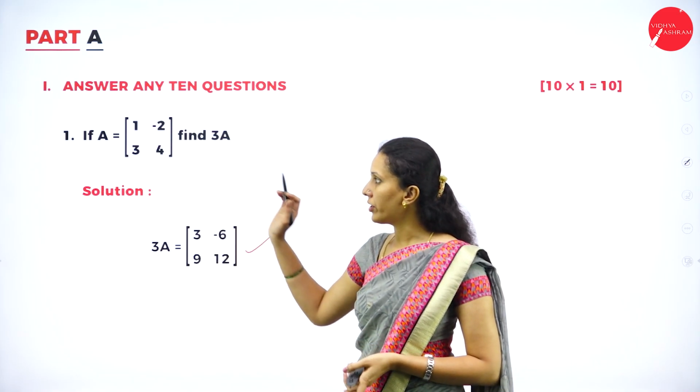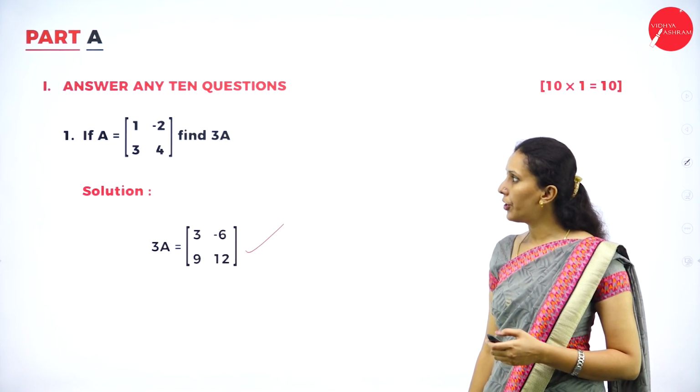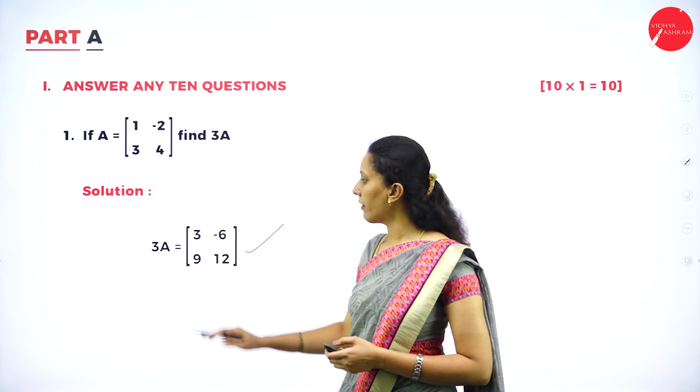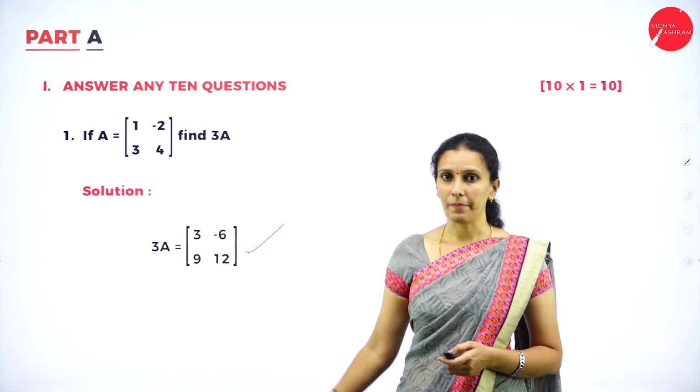So here we have a question from the model paper. If matrix A is equal to 1, minus 2, 3, 4, find 3A. Just multiply 3 to the given matrix. So you will get the answer 3, minus 6, 9, 12.